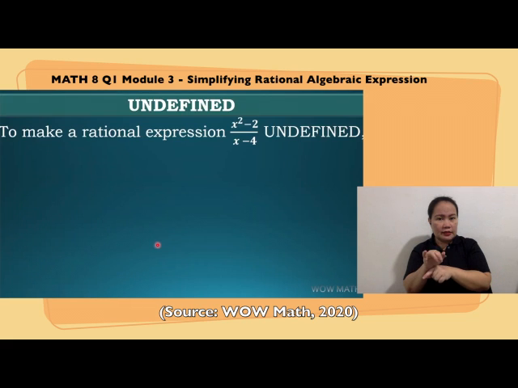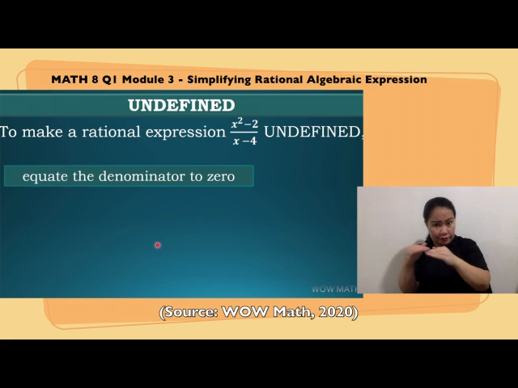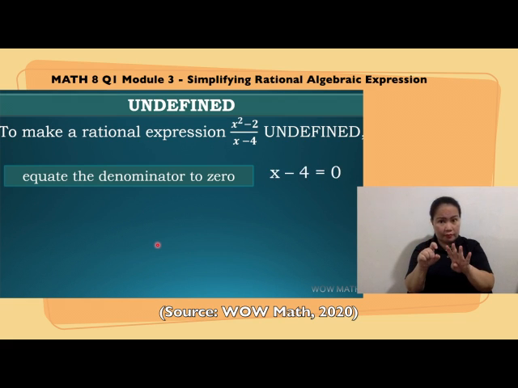Okay, let us recall. How to make a rational expression undefined? So, paano ba natin malalaman yung mga values ng variable na hindi natin pwedeng i-substitute para hindi maging undefined ang rational expression natin? So, first, you have to equate the denominator by 0. So, copy the denominator, that is x minus 4. So, equals 0 kasi ang sabi dito ay equate.